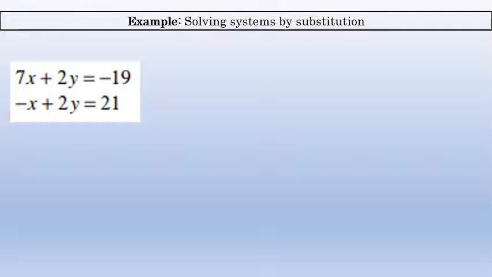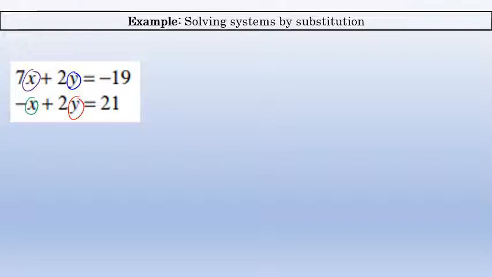You could solve the top equation for x. You could solve the top equation for y. Your third choice would be to solve the bottom equation for x. Or you could solve the bottom equation for y. And really, it doesn't matter which of those you choose. All 4 of those options will give you the correct answer.